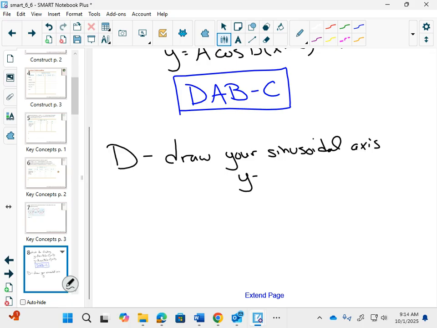It'll be y equals whatever that D value is, right? Take out a red pen, you would do that as a dotted line, y equals D. So the D value, super easy to do. Then, what are you going to do after the D value? You go to your A value. This is your amplitude.